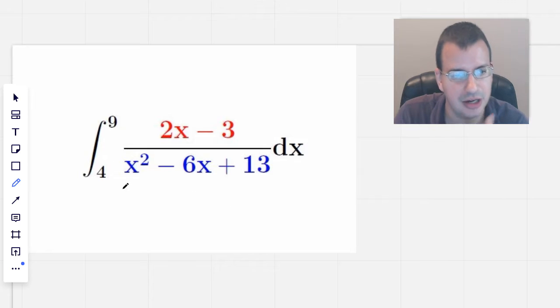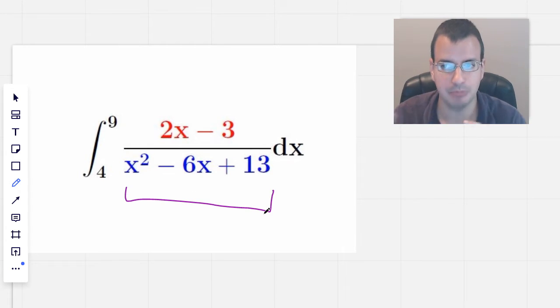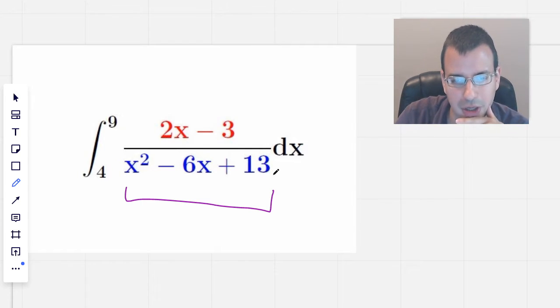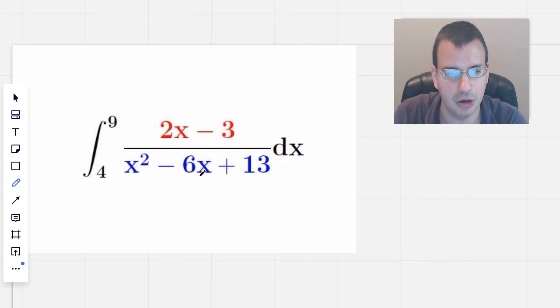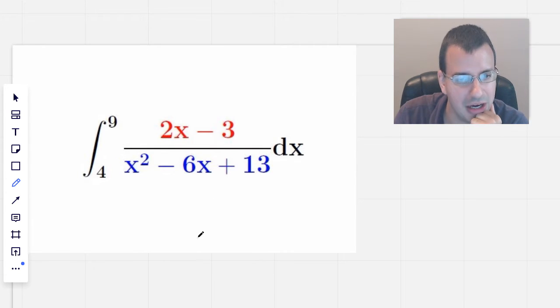First thing I try to do is, all right, we have a quadratic down here at the bottom, and I was like, all right, can I break this up into two polynomials? And not really, because the factors of 13 are 13 and 1, because 13 is prime. And so there's no way I can add or subtract those to make it 6. So that's not really possible. So I'm like, all right, maybe completing the square, maybe.